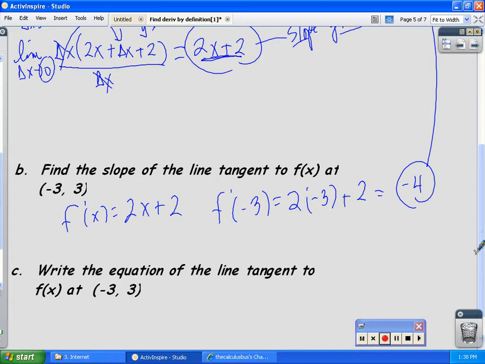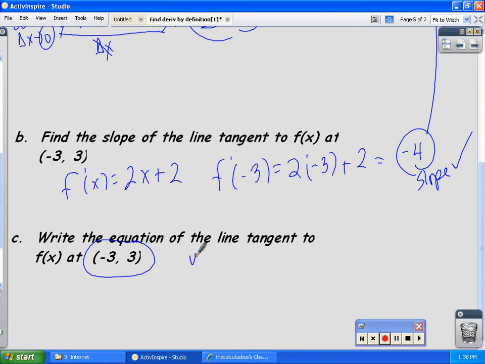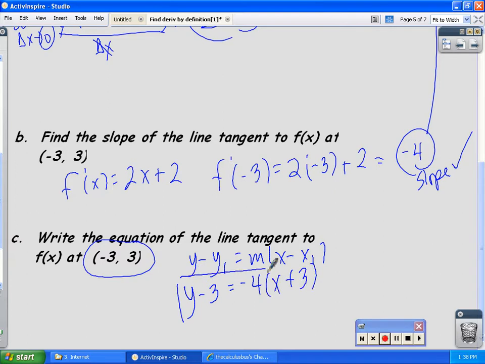Part C is asking me to write the equation of the line that's tangent. So notice that I know the slope of my line, that's right here. I know the x and y value that's given. So, to write the equation of the line is very simple. I'm going to use the point-slope form of a linear equation. I'm going to substitute 3 in place of y1. The slope from the preceding part is negative 4. And the x value is negative 3. So that is the equation of the tangent line to the curve at negative 3. It's the equation of the line that we looked at just up above.